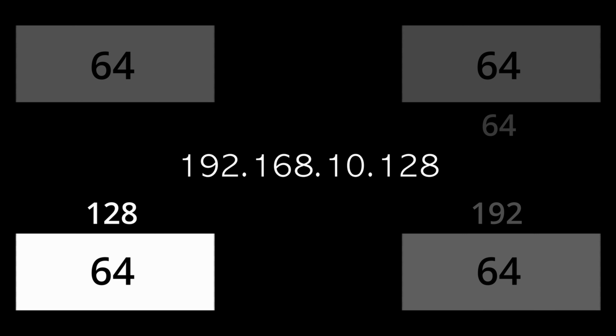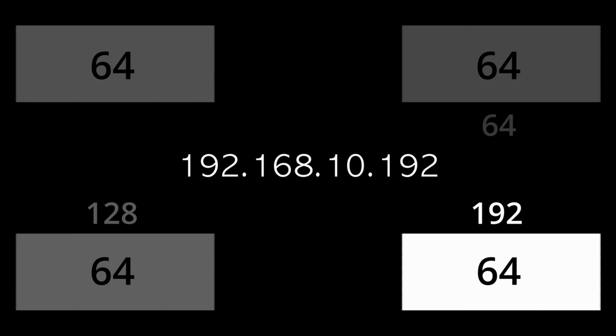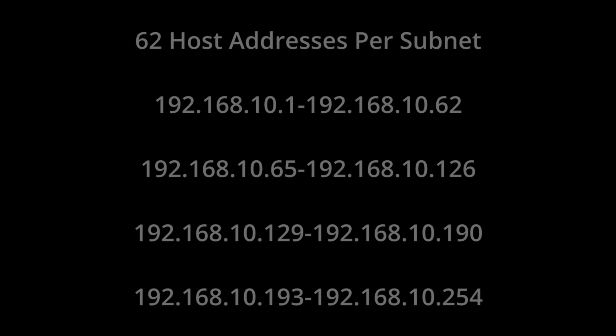192.168.10.128 would be the network address and 191 being the broadcast address. The first host address will be 192.168.10.129 and the last will be 190. Then we have 192. 192.168.10.192 is the network address and 255 will be the broadcast address. The first address will be 10.193 and the last will be 254. So each subnet will give us 62 host addresses.